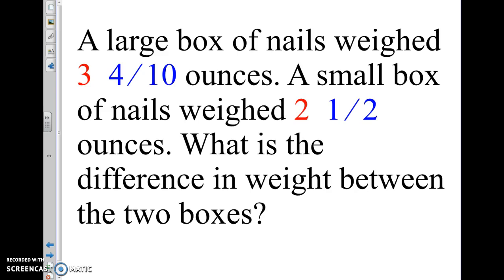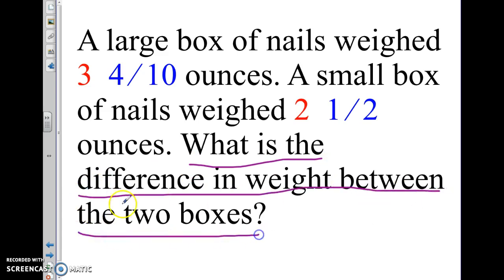What is the difference in weight between the two boxes? Okay, so I'm going to move right through this. Of course, again, the first most important thing is to see what the question is, and the question is, what is the difference in weight between the two boxes.